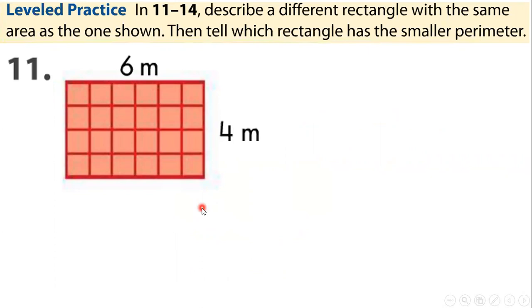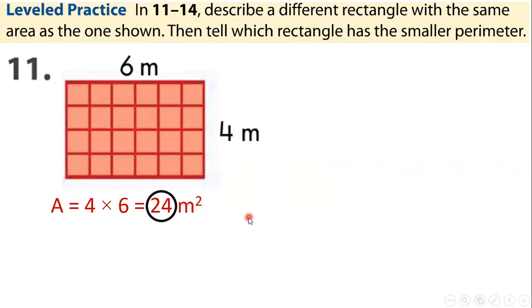In 11 to 14, describe a different rectangle with the same area as the one shown. Then tell which rectangle has the smaller perimeter. Question 11. First, I need to find the area of this rectangle. 4 multiplies 6 equals 24 square meters. Then I have to draw another rectangle with the same area.